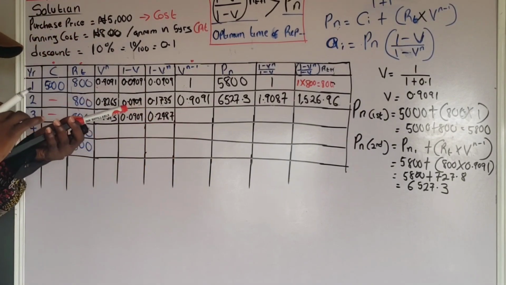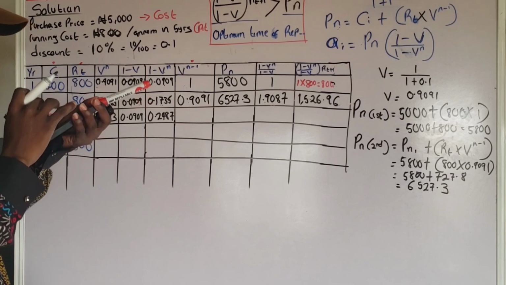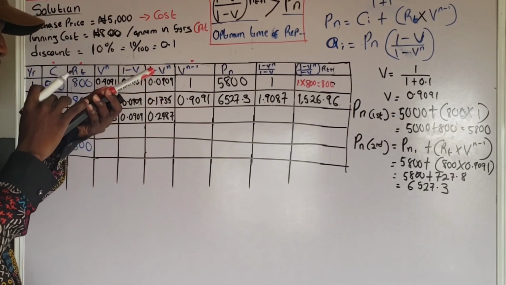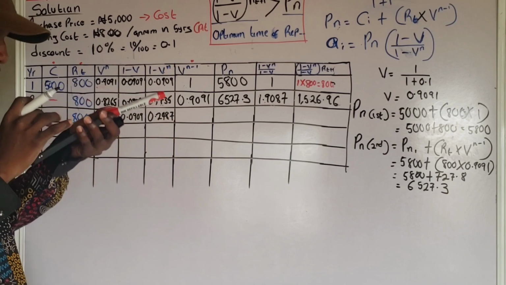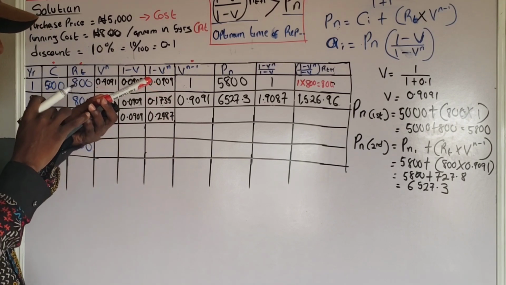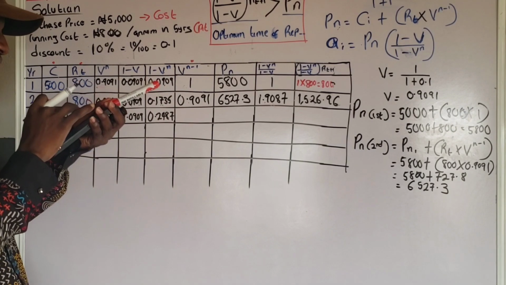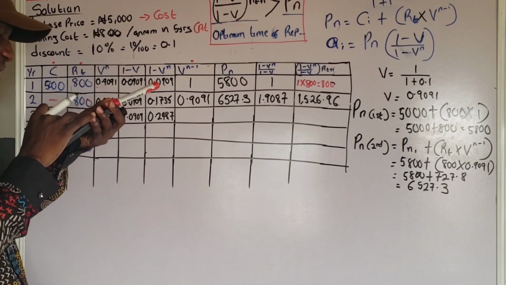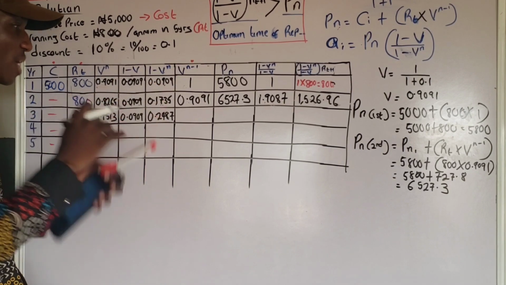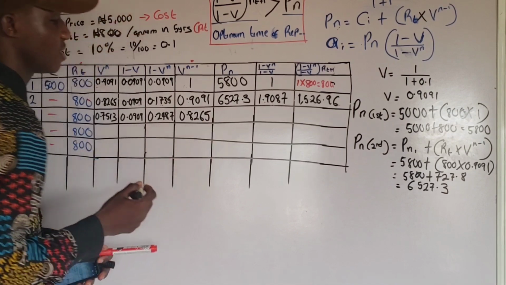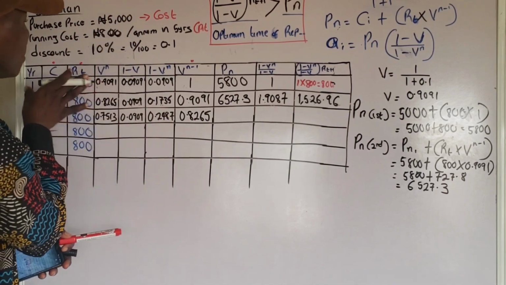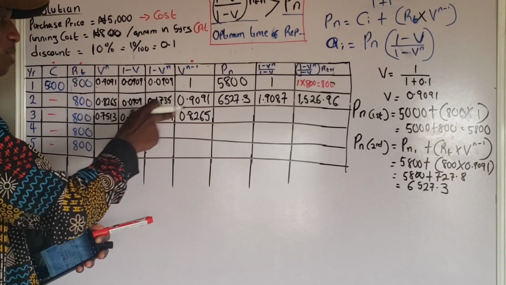Now, v raised to the power of n minus 1, that is v raised to the power of 3 minus 1. And 3 minus 1 is 2. So I'm going to have v raised to the power of 2. v is 0.9091, so 0.9091 raised to the power of 2 is 0.8265. I'm very sure that if you understand the first and second year, you'll be able to do this.